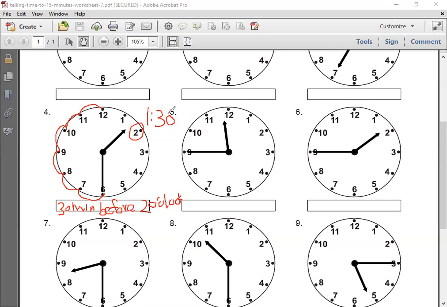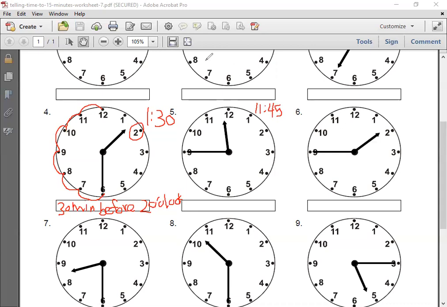Let's try, for example, this clock. The time here, we're going to tell the time using two ways. So the first way, we're going to tell using the normal way. The time here is 11:45. The hour hand didn't reach 12 yet. So the time now is 11 and 45 minutes.